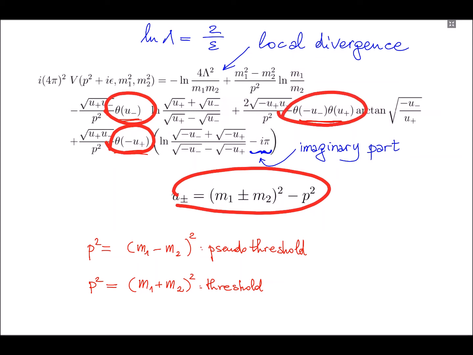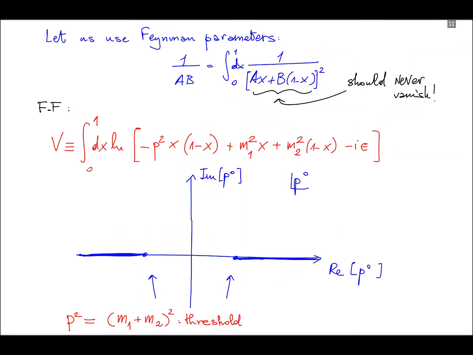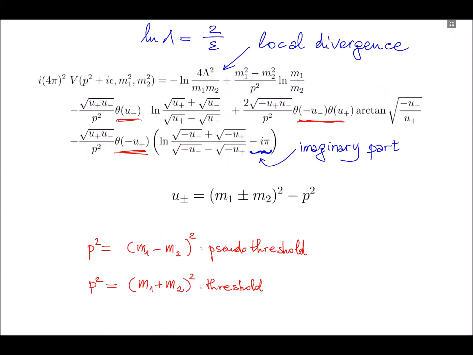You have various regions here written, because there is a threshold, which is the one I told you, and there is a fake threshold, which is called pseudo-threshold, where nothing happens, but it looks like something could happen, but it doesn't. So don't worry about that. And only in correspondence of the true threshold, you have an imaginary part, which is the one that is associated with the discontinuity around the cut. And that is where the virtual particle becomes real.